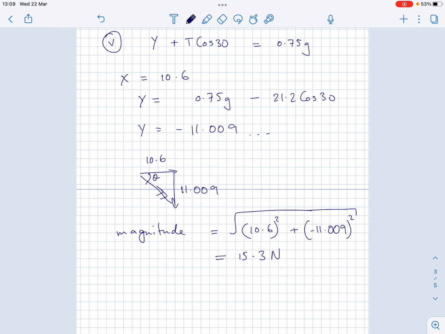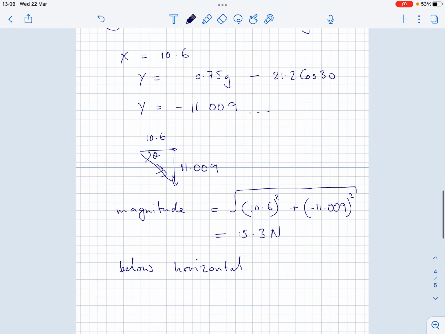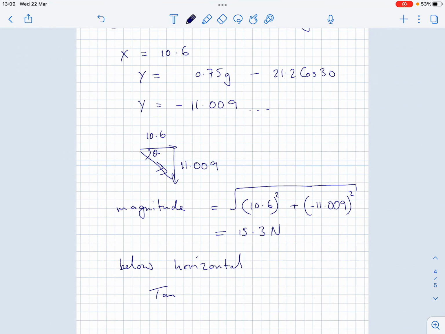And then to find that angle that is below the horizontal, we're going to get inverse tan, because it's the opposite over adjacent, of 11.009 over 10.6, which to 3 significant figures is 46.1 degrees.